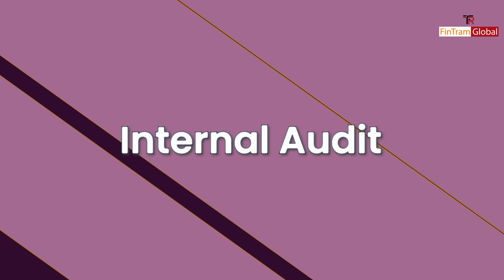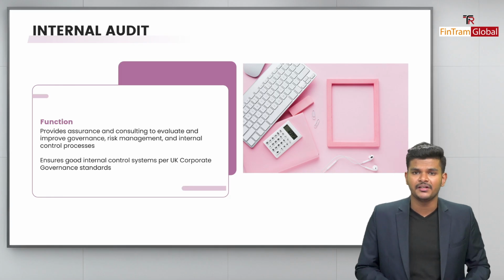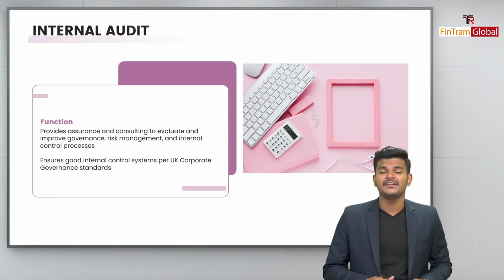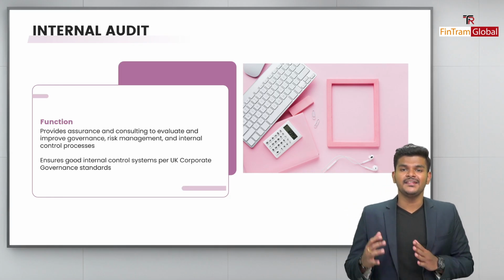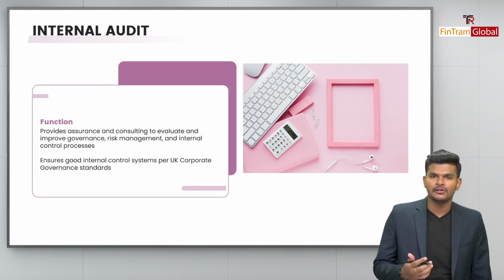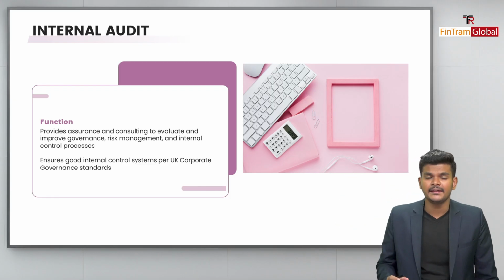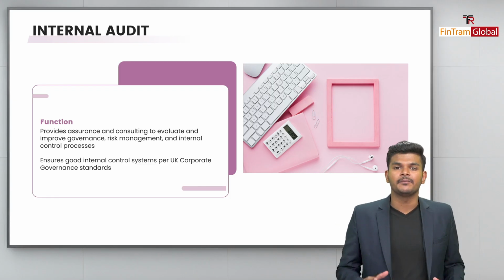Now, moving on to the final topic, which is internal audit. So when it comes to internal audit, who are they and how are they different from external auditors? External auditors are independent auditors who are external to the client, external to the company. But internal auditors are in-house employees, or they can be outsourced. And the scope of work is totally different from the external auditors.